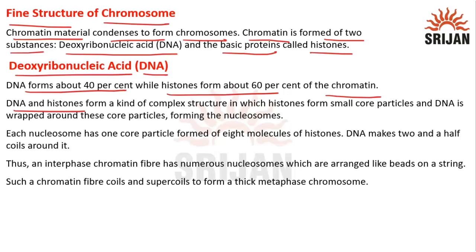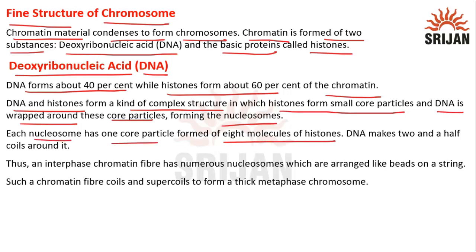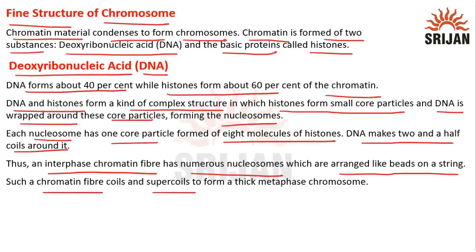DNA and histones form a kind of complex structure in which histones form small core particles and DNA is wrapped around these core particles, forming the nucleosome. Each nucleosome has one core particle formed of 8 molecules of histones. DNA makes 2.5 coils around it. Thus, an interphase chromatin fiber has numerous nucleosomes which are arranged like beads on a string. Such a chromatin fiber coils and supercoils to form thick metaphase chromosome.